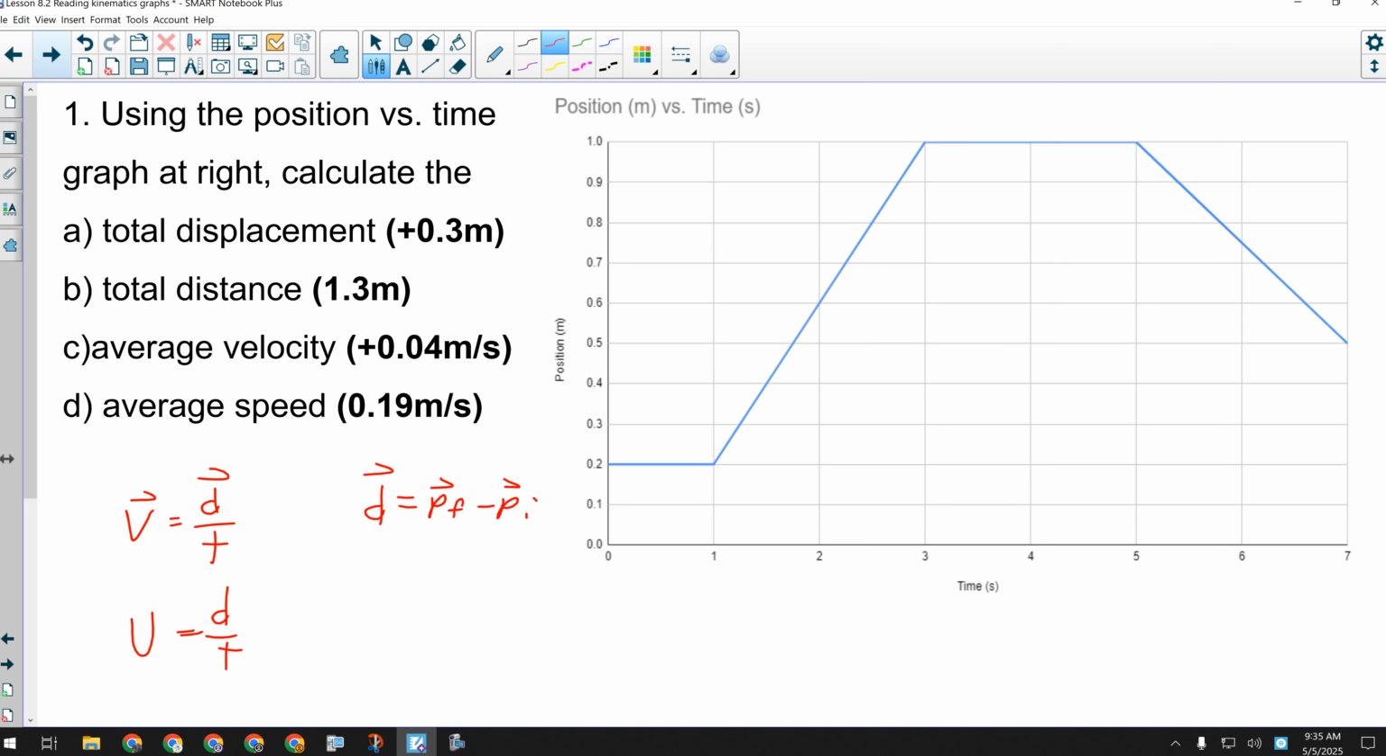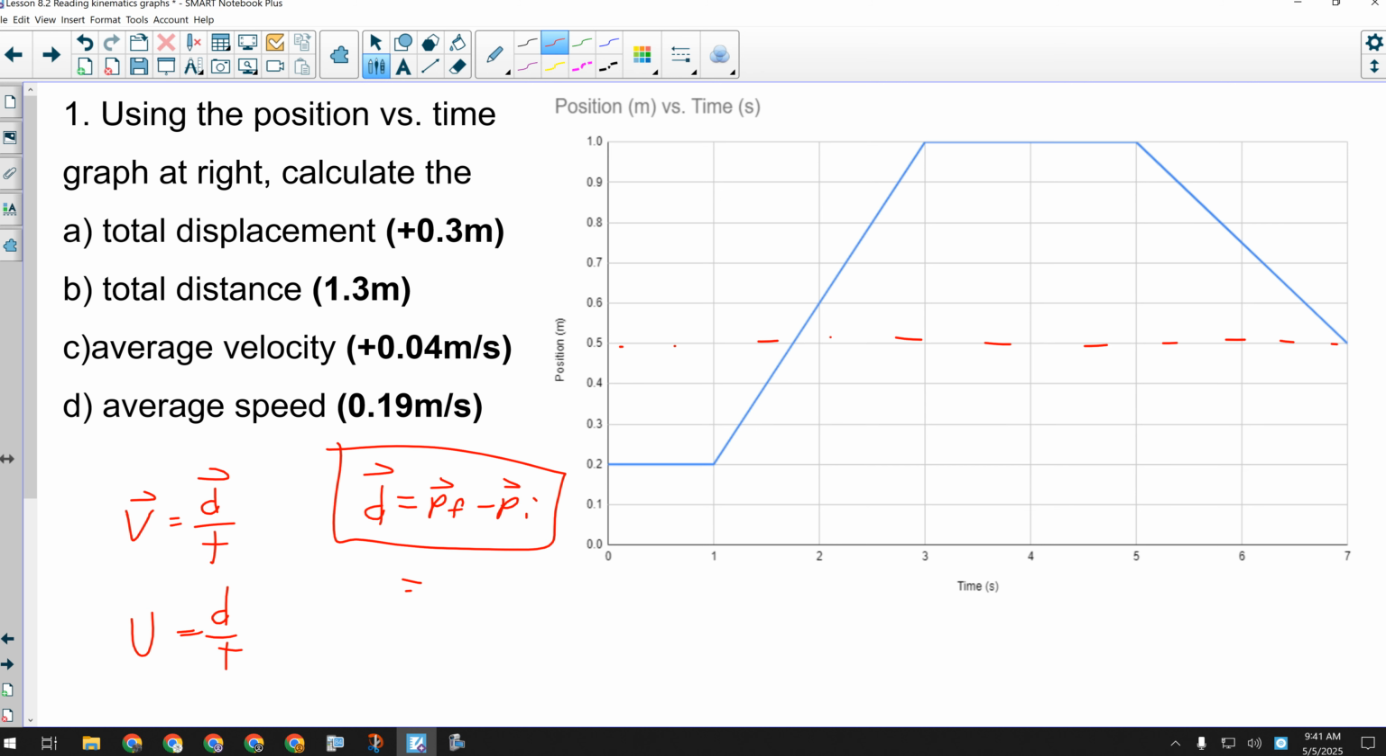There are the ones that you would need. Okay, so on this one here, first thing we want to do is calculate the total displacement. This formula right here calculates displacement and it uses the things that are on this graph. Position, and time. Well, it actually doesn't use time, but it uses position.